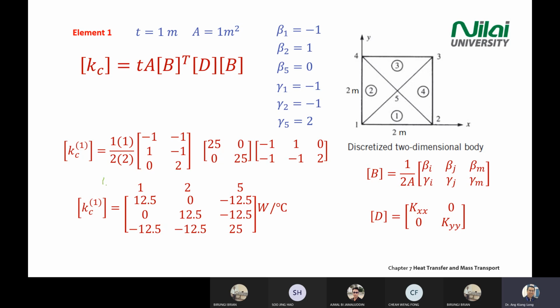Important to label your K matrix carefully. In this one, you're looking at element 1, triangular. And the numbers that you are looking at, you have to label correctly. This is your I point. This is your J point. This is your M point. So I is number 1, J is number 2, M is number 5.